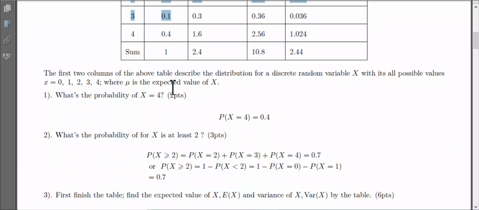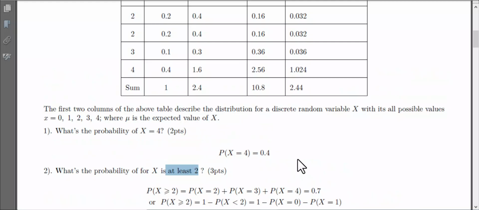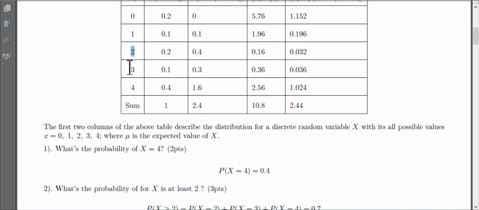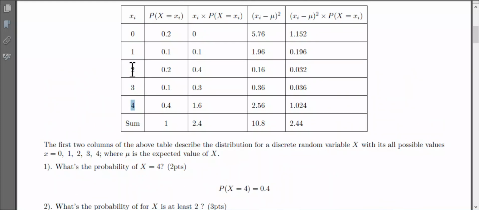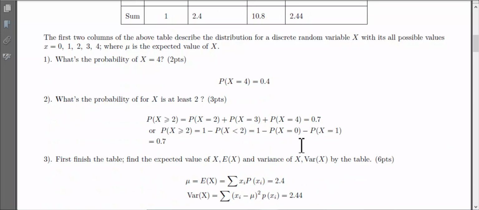Alright, how could we get the probability for x at least 2? See, at least 2 here, x greater than or equal to 2. So at least 2, you can see here 2, 3, and 4, right? That's how we add those 3 probabilities together, 0.7. Or we could do at least 2, 2, 3, 4, and then we just do not have 0 and 1. That's why we use 1 minus the probability of 0, probability of 1. So both ways would end up with the same solution, 0.7.